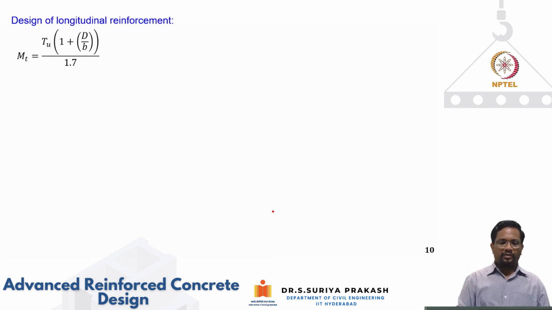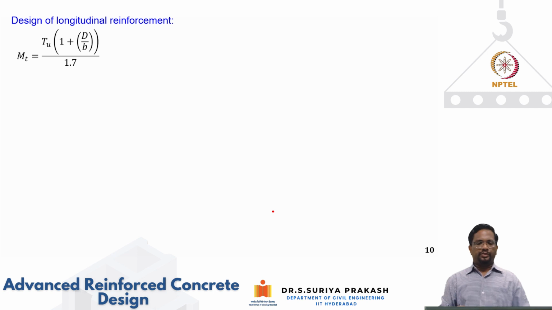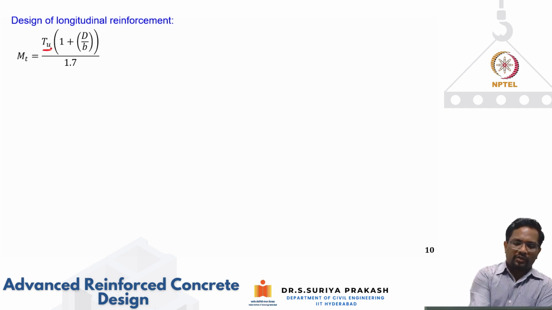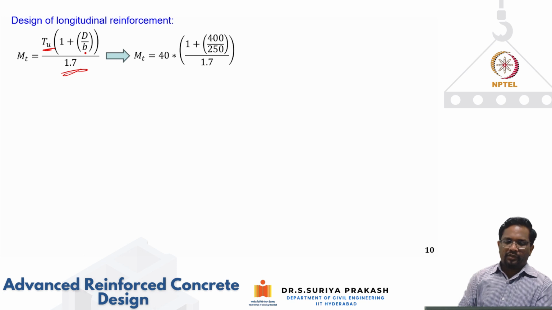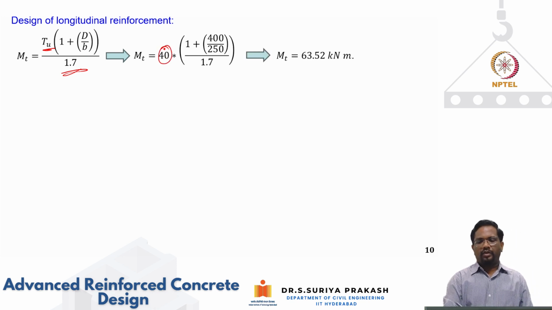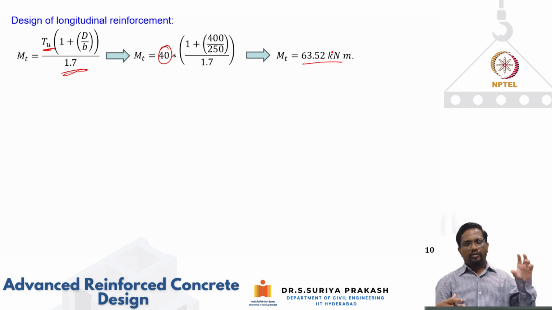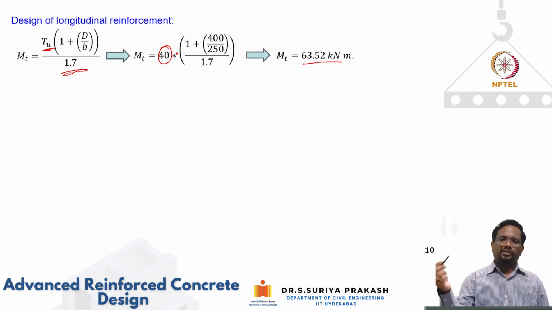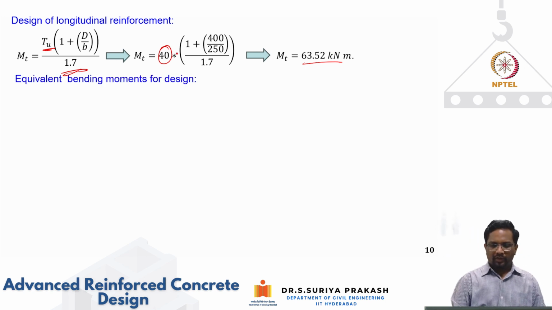Now let's see torsion design for longitudinal reinforcement. In this case, we're converting the torsion into an equivalent bending. So how do we do that? We derive this expression: TU multiplied by (1 plus D by B) by 1.7. So you plug in these values, then you get MT. See, 40 of torsion, now you see it converted to 63.52 bending moment. If I'm designing the torsion as an equivalent bending moment, you have seen that 40 has become 63.52. So the moment value is higher than the torsion that was given to you.